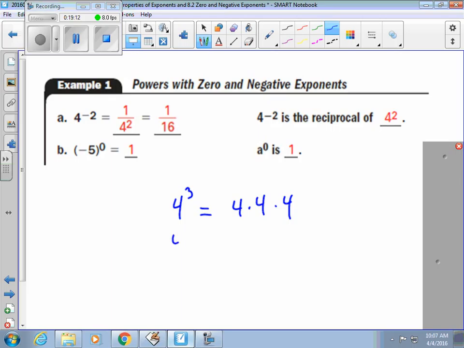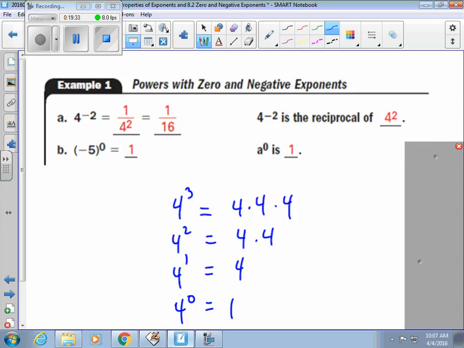4 to the 2nd power is the same thing as 4 times 4. There's only 2 of them. 4 to the 1st power is the same thing as 4. So how is 4 to the 0 power 1? How does that make sense? This is how it makes sense.